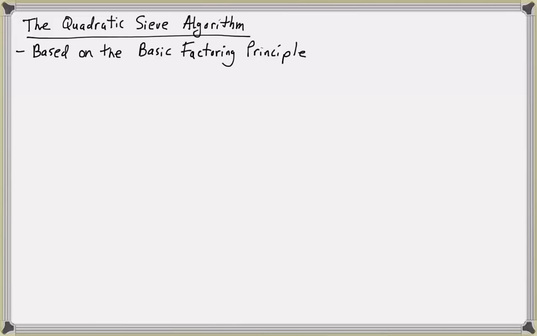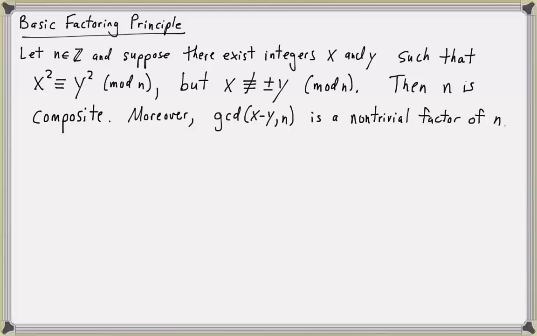So I'd like to take a moment to review the basic factoring principle. If we can find integers x and y such that x squared is congruent to y squared mod n, but x is not congruent to plus or minus y mod n, then we can conclude that n is composite and we can find a non-trivial factor, which happens to be the greatest common divisor of x minus y and n. So this is the basis for the quadratic sieve algorithm.